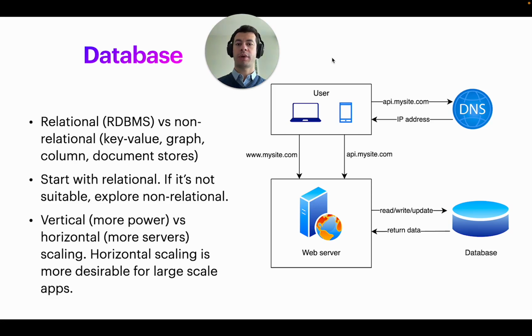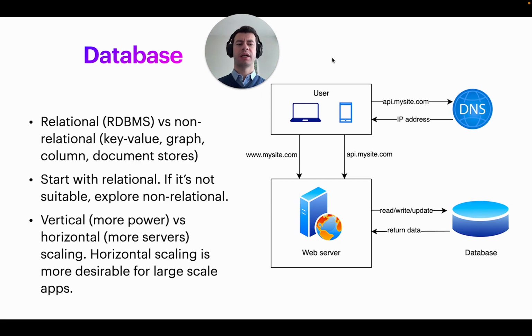So when we talk about databases, we have a number of different options, mainly two categories. The first one is the relational databases, RDBMS. It stands for Relational Database Management Systems. That's quite a mouthful. And non-relational databases. There are four general categories here: key value stores, graph stores, column stores, and document stores.